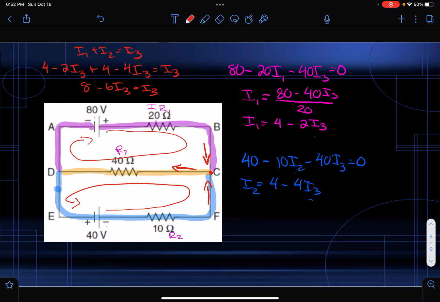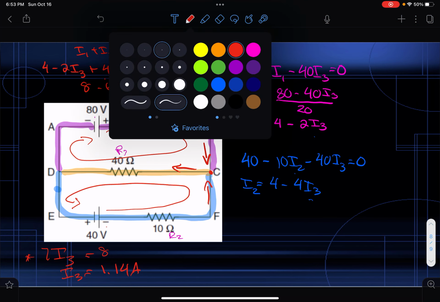I'm running out of room again, so I'm going to go down here. So 7 I3 is equal to 8, so my I3 is 1.14 amps. Okay, be careful when you're adding. Sometimes my students forget how to add negatives or isolate when we're adding and subtracting. Everybody wants to divide things out. I know it's such a basic skill, but we haven't always used it very often. So just be careful with that.